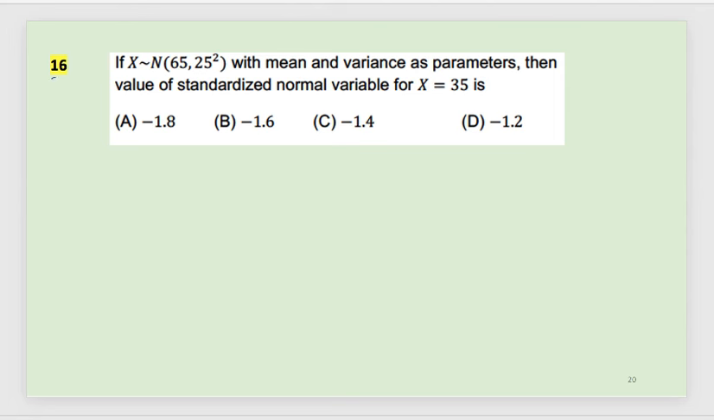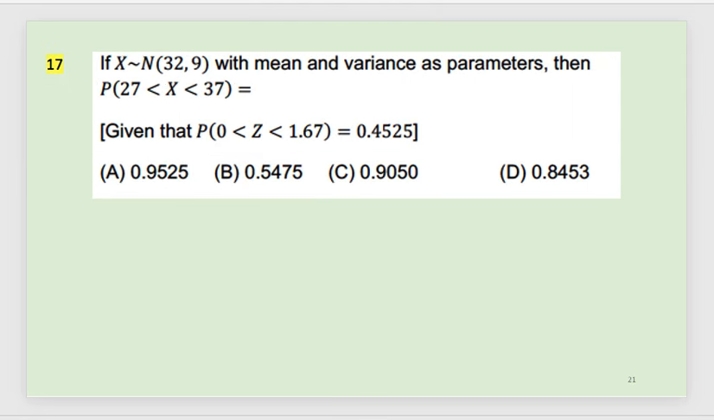I want you to try the 16th question yourself, because it is again a direct one. They are looking for the standard value, which is z corresponding to 35 with mean 65 and variance 25. So you can calculate and share your answer in the chat box. I'll see whether you have given the correct answer or not.